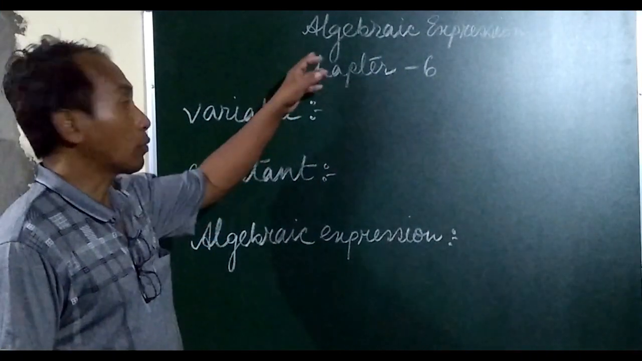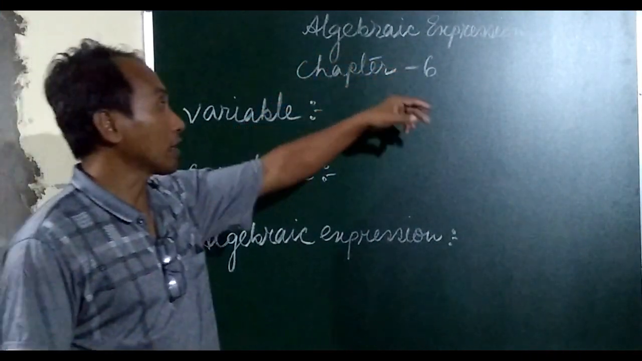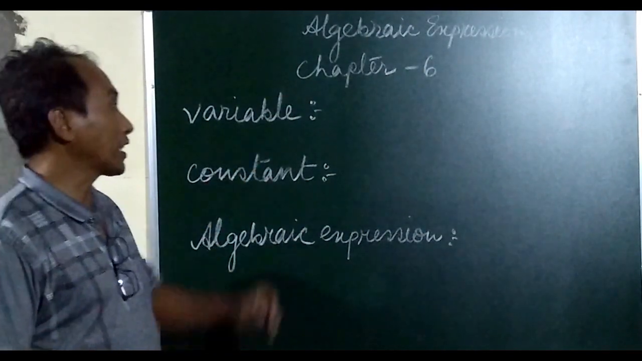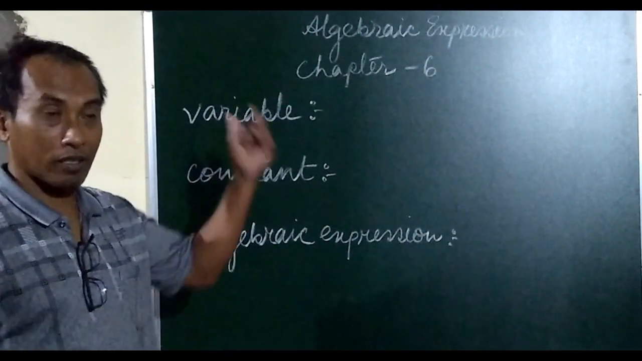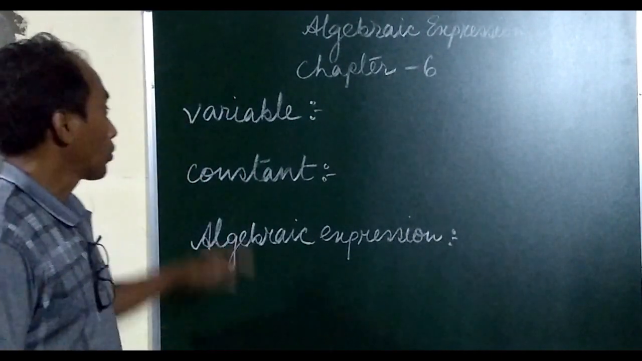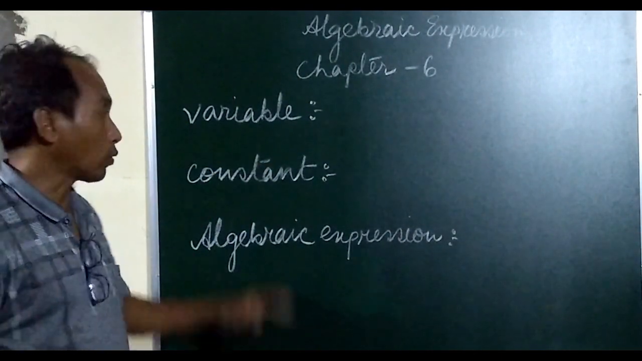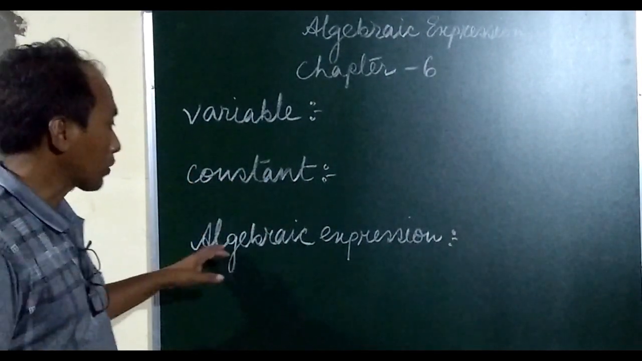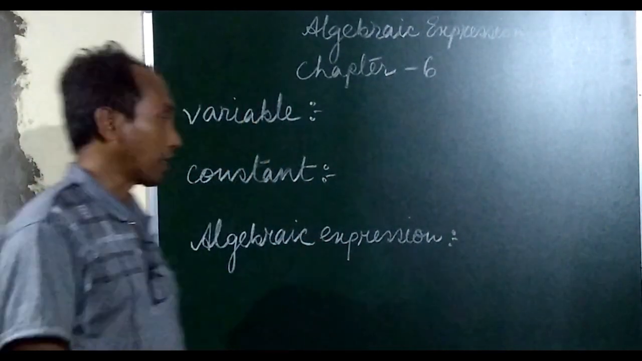Hello students, today we are going to study algebraic expression for class 7, chapter number 6. So before studying the algebraic expression, let us warm up with the knowledge of class 6. What is variable? We want to study what is variable, what is constant, and what is algebraic expression.